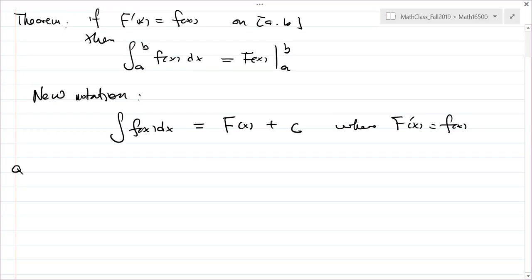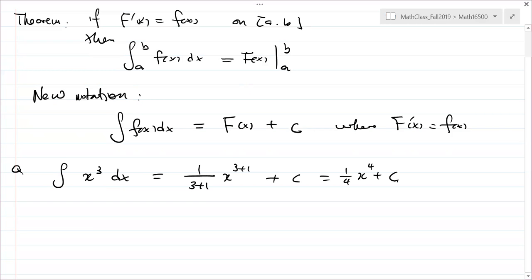For example, the integral of x cubed dx is just a general antiderivative of x cubed. And we know one of the antiderivatives is given by x to the fourth over 4, plus a constant. So that is the answer.